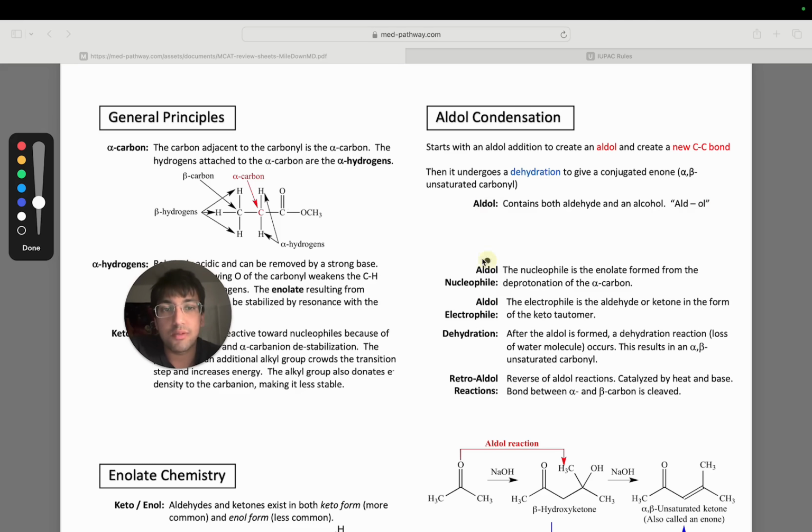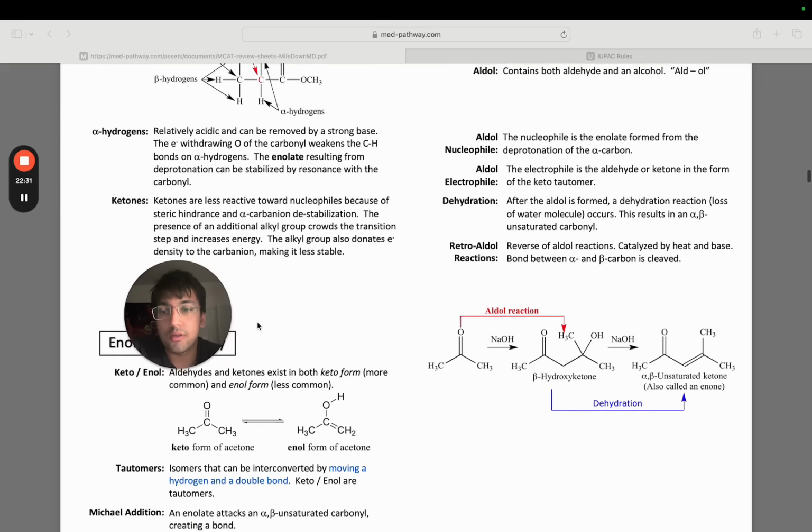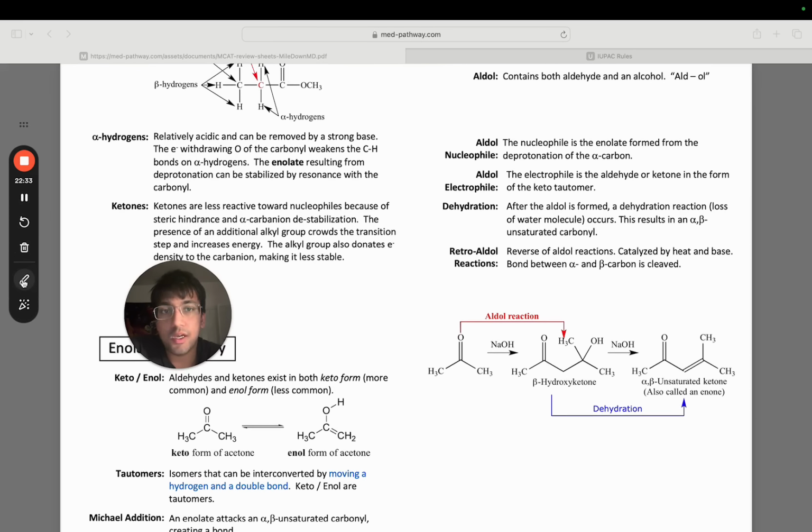So aldol can be a nucleophile or electrophile. The nucleophile is the enolate formed by deprotonation of the alpha carbon. So remember, we're removing this, and that results in a nucleophile. And then you have an electrophile, and basically that electrophile is the aldehyde or ketone in the form of the keto tautomer. So why is that true? Well, you can think of a keto tautomer, and you have that aldehyde, and this carbonyl right here is electrophilic because it wants electrons, and that's why the aldol is electrophilic and nucleophilic. Like there's different parts that are each of these.